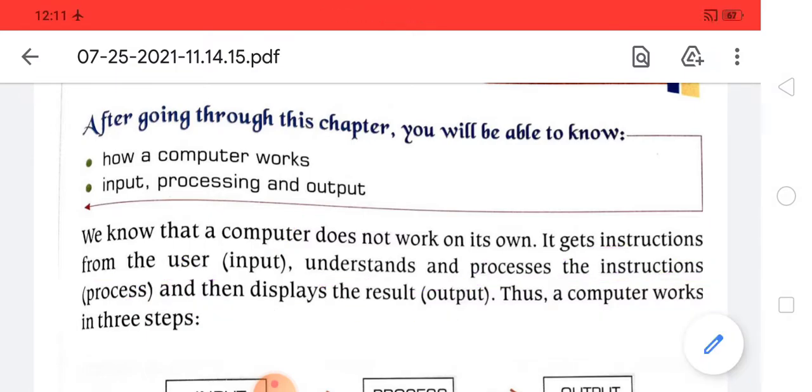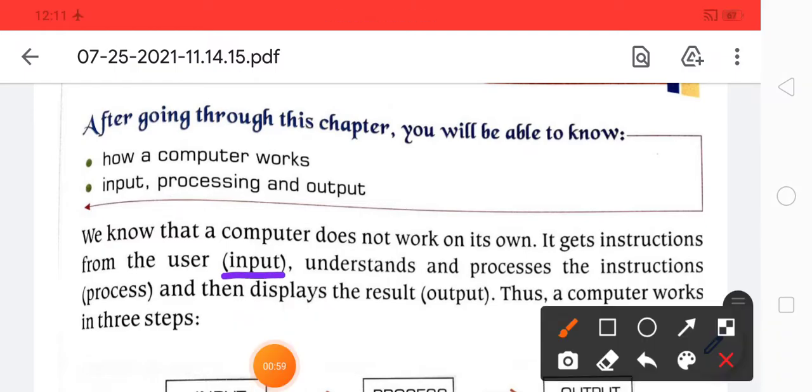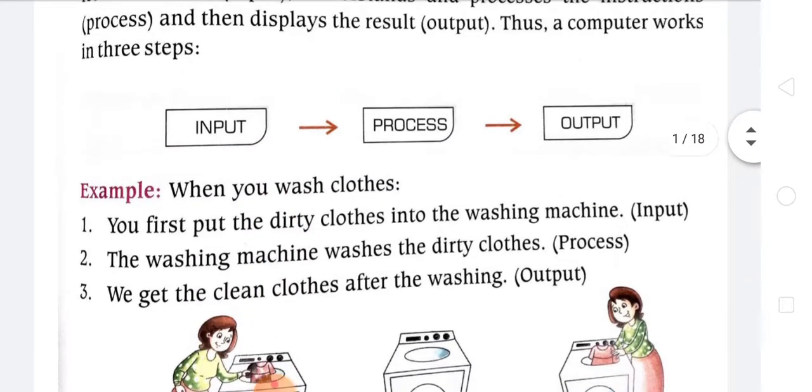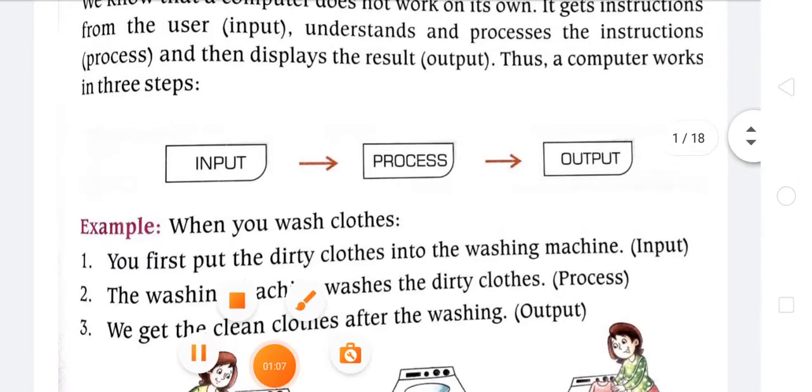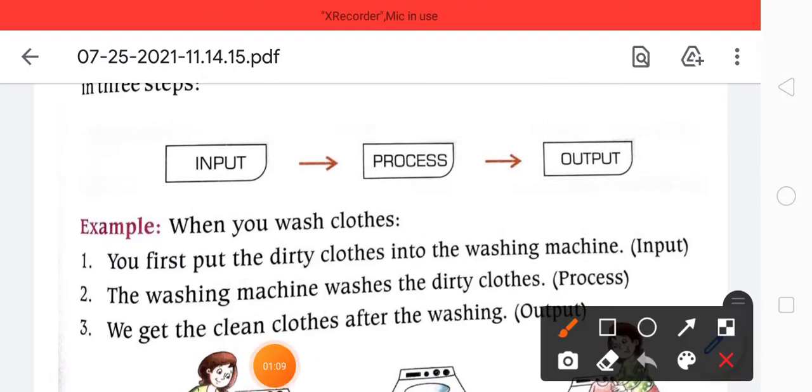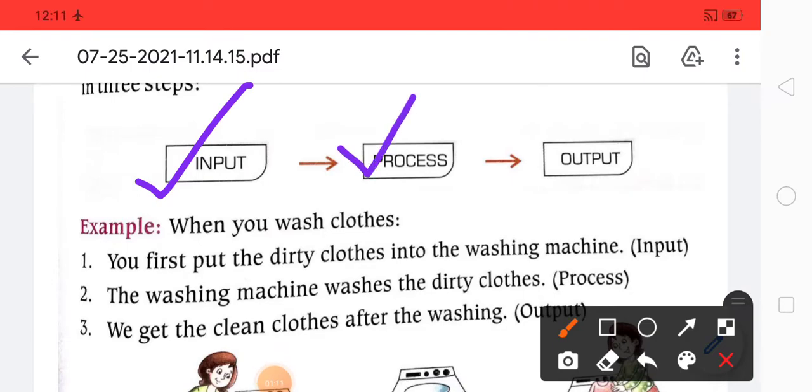Thus a computer works in 3 steps: the first one is input, the second one is process and the third one is output. Here you see these are the 3 steps of a computer. First is input, then process, and the third is output.